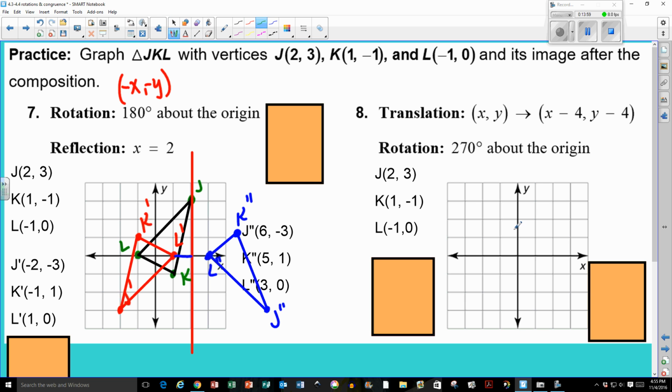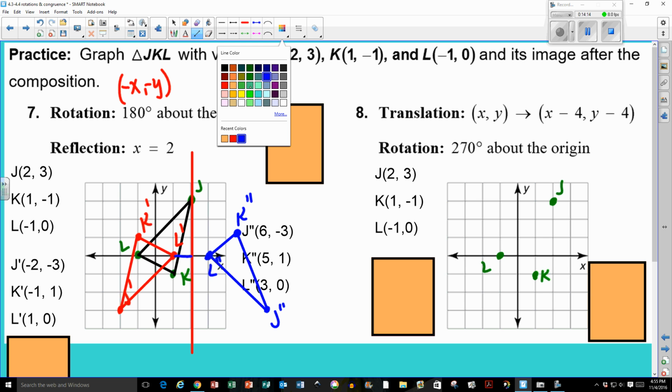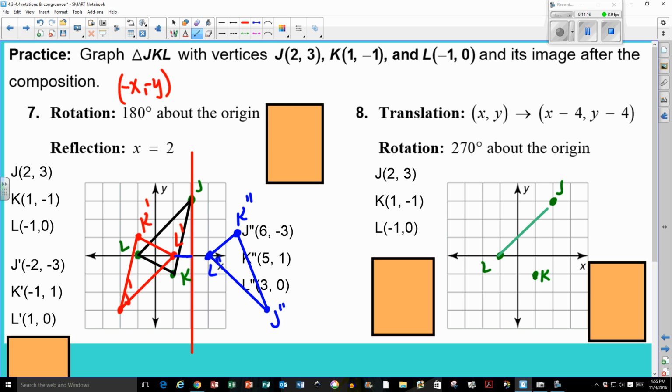All right, so let's plot them over here again. So we've got green. So 2, 3, 1, -1, -1, 0. And then let's connect it and let's make it be green. All right, so there's the original.